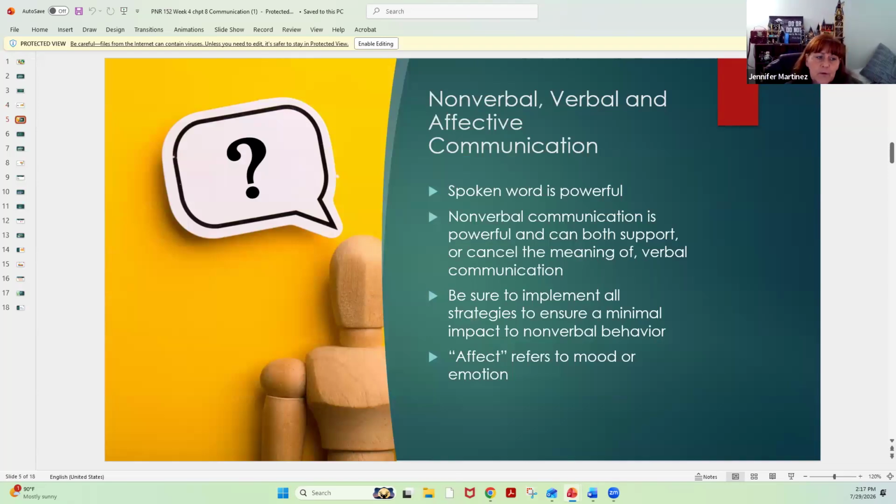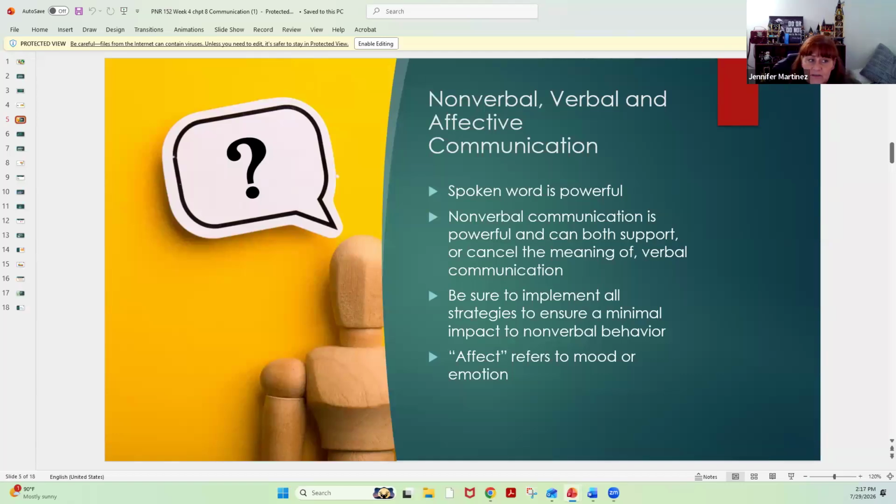The verbal, or the spoken word, is powerful. Once you say something, you can't take it back. We know words are like daggers. Once you say something, you can't take those words back. So we have to be very careful in what we are saying.